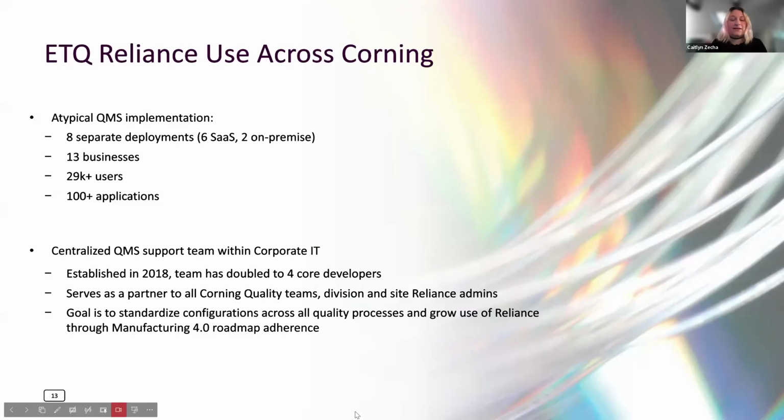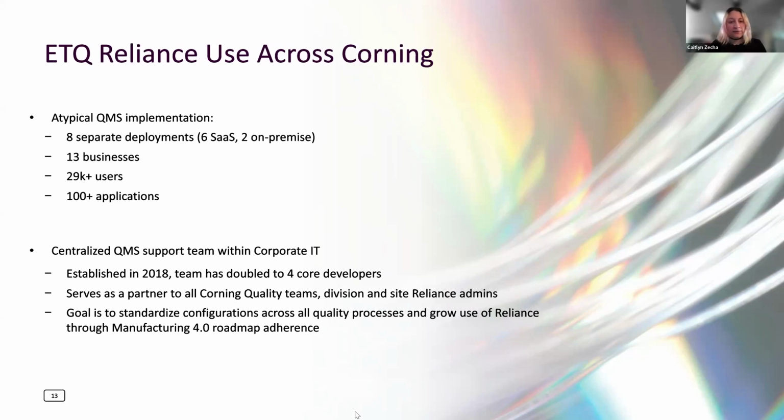Okay, so let's go back to talking a little bit about ETQ Reliance use across Corning. As I'd mentioned, we have a pretty atypical implementation. We have 8 separate deployments. Most businesses, when they set up a quality management system, typically have 1, maybe 2, depending on the nature of the business. We have 8. We treat each of our divisions within Corning like their own separate business. That is because they may have very different needs because of their products or how they operate. And so we've given everyone a lot of freedom to define how they choose to set up their QMS.